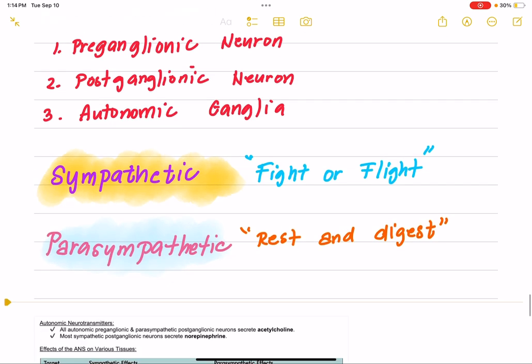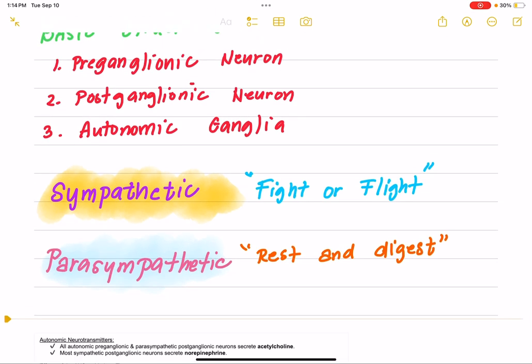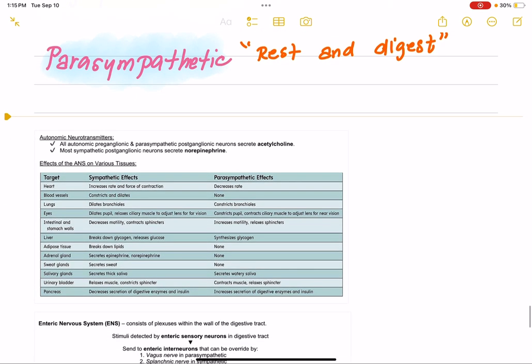Okay? So, sa sympathetic kita, kag parasympathetic. Ang sympathetic tandaan, fight or flight. Then, ang parasympathetic, rest and digest. Okay? Sa sympathetic, mga alert na tanan. Ang parasympathetic, rest. Okay? So, sa sympathetic, prepares the body for physical activity. Ang parasympathetic, stimulates involuntary activities of body at rest. Okay?